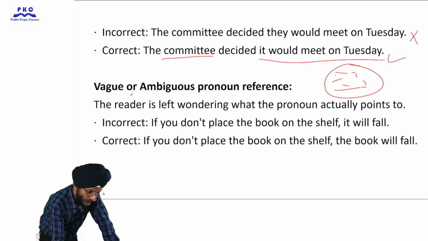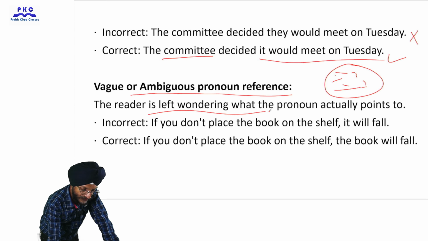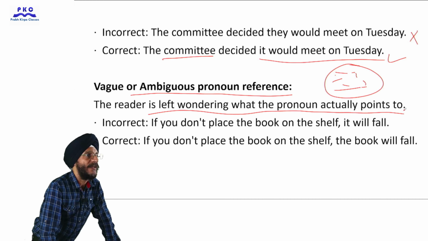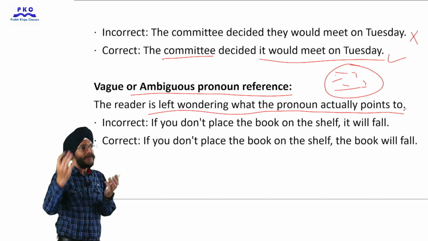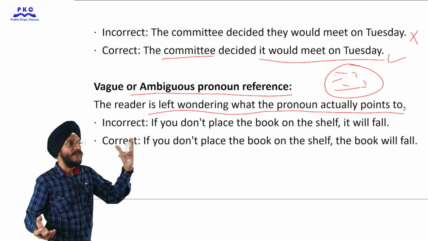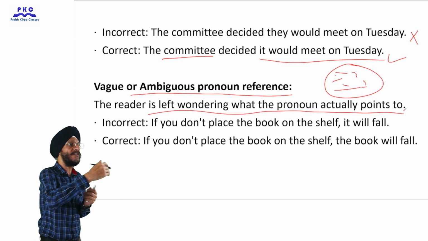Next is vague or ambiguous pronoun reference. The reader is left wondering what the pronoun actually refers to. It means that the pronoun which we are using is not clear as to which noun it is referring to.